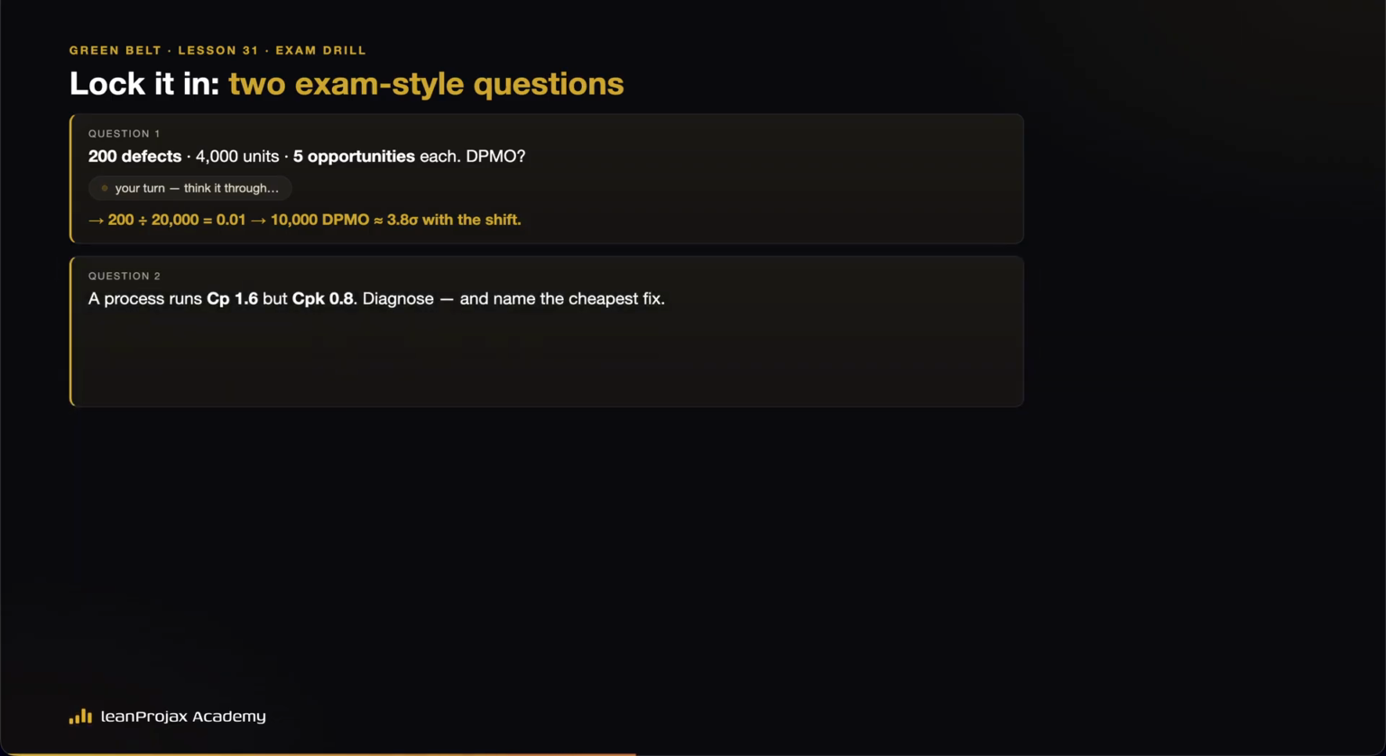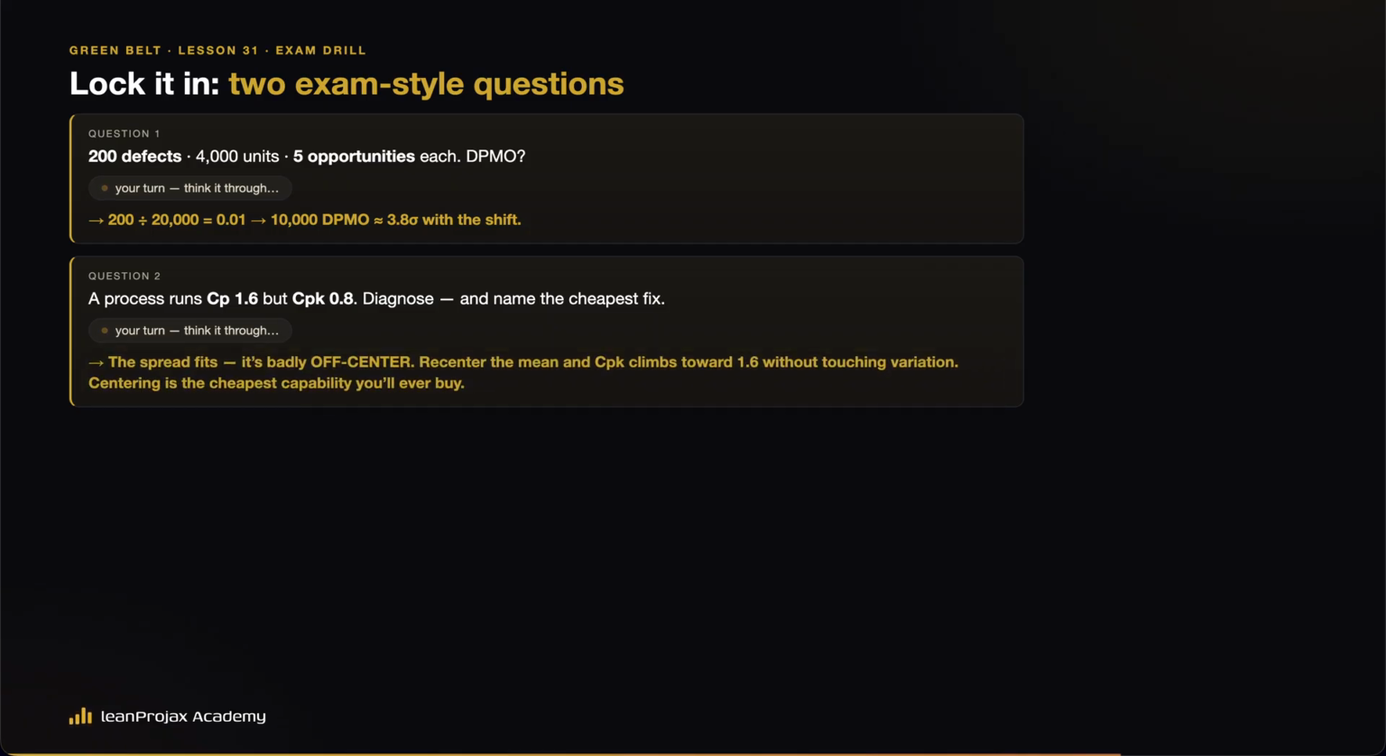Question 2. A process runs CP 1.6 but CPK 0.8. Diagnose it and name the cheapest fix. The spread fits easily. It's badly off-center. Recenter the mean and CPK climbs toward 1.6 without touching variation. Centering is usually the cheapest capability you'll ever buy.